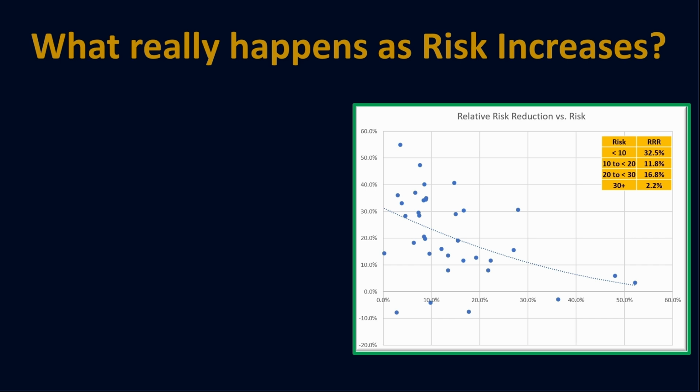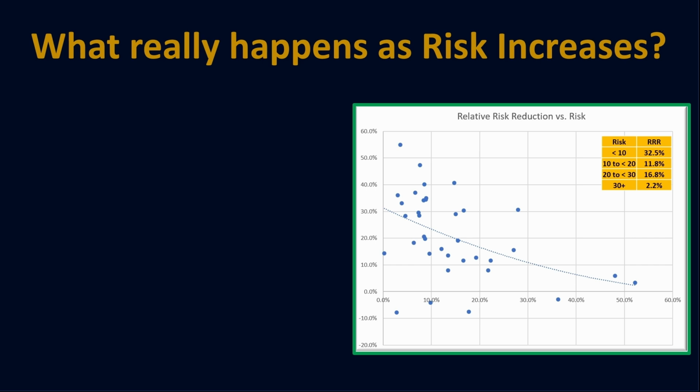And I broke it into the 4 groups. If the risk is less than 10%, then the relative risk reduction is 32.5%. Between 10 and 20, the average of these studies, weighted by the size of the studies, is about 12%. Between 20 and 30, it was 16.8%, but there were only 4 trials in that group, and then over 30, it seemed to have dropped way down to 2.2%, but again, only 3 trials, so we have to acknowledge that the data is not real strong when you get over 20%.